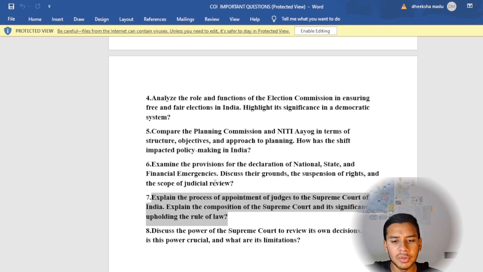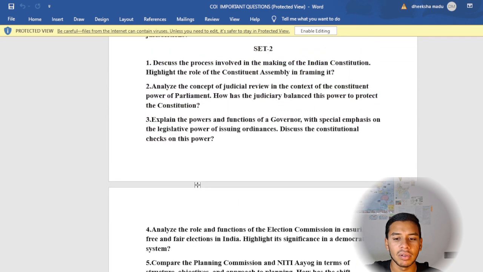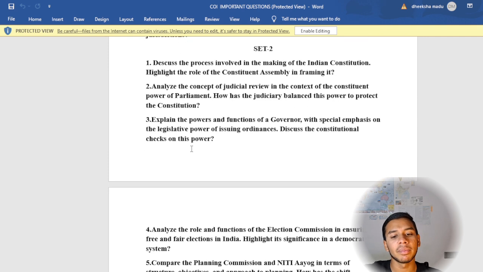Examine the provisions for declaration of national, state, and financial emergencies. Discuss their grounds and suspension of rights, and this one as well. No finances. I don't feel like set 2 is that important, guys. Analyze the concept of judicial review in the context of the constitution and the power of Parliament: how does the judiciary balance this power to protect the constitution?